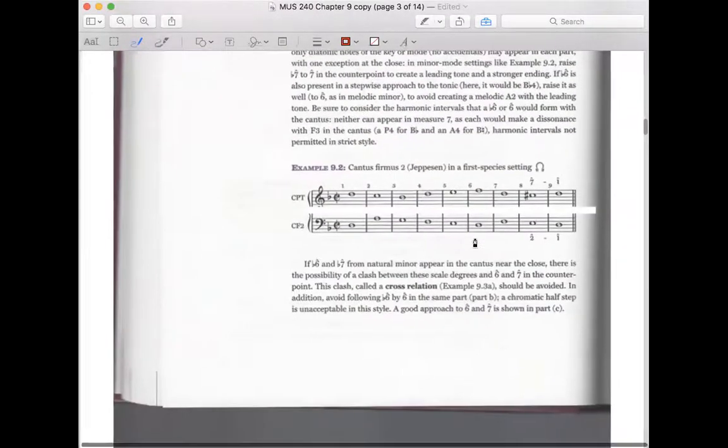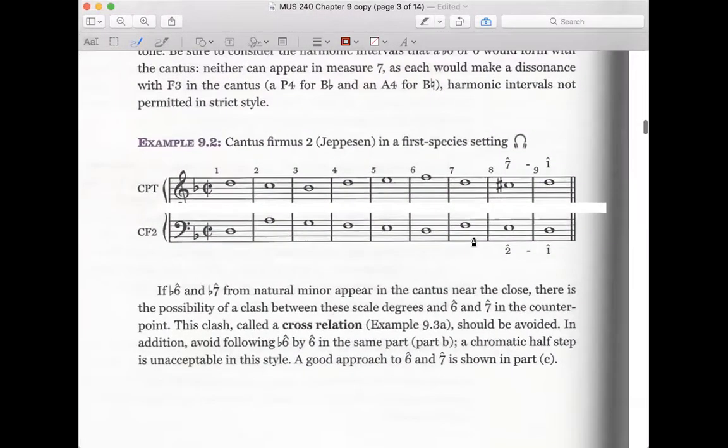We skipped over a couple things. Here's another example of species 1. And again, we have the Cantus Firmus in the low voice, counterpoint in the high voice. Oh, here we have a different key. This is starting on D, ending on D. This is re, do.